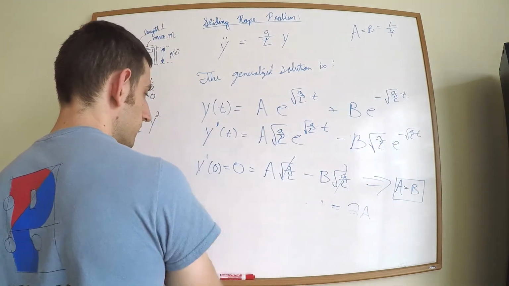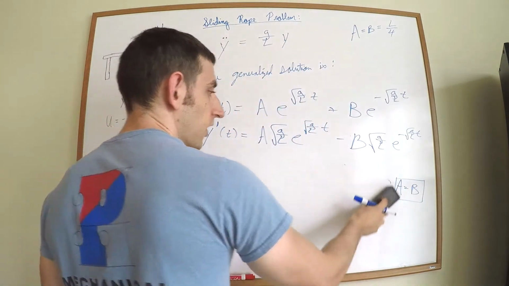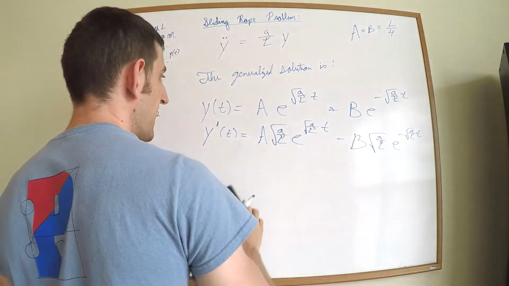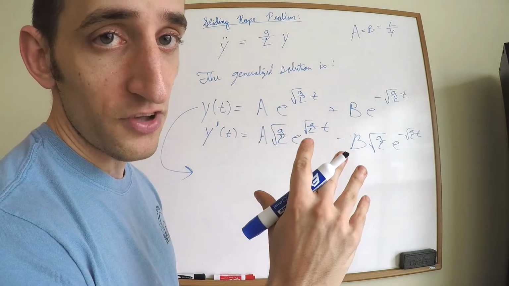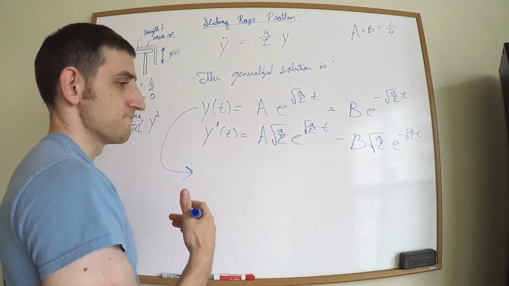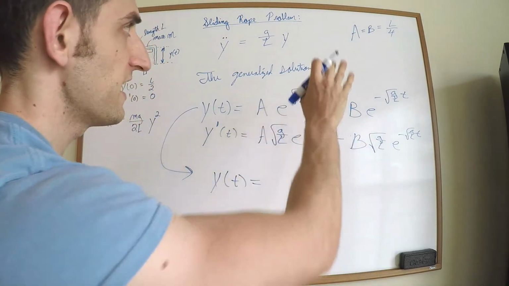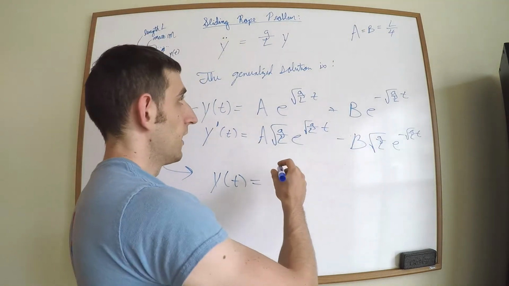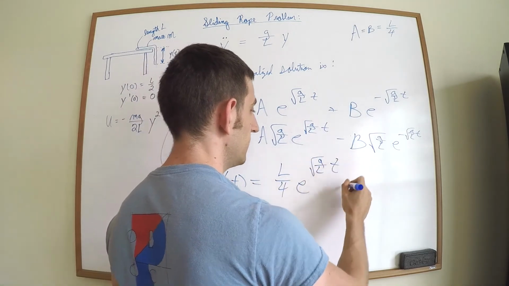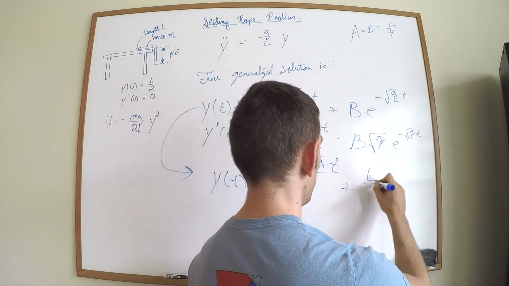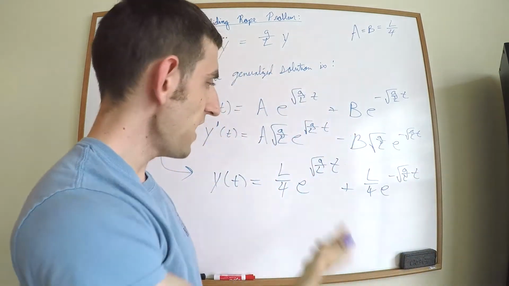All that work, erecting this solution, trying to restrict it to obey our schematic, all the information we have. And now what we can do is plug all the information in, get our final solution, and wrap this up. So let's do that. So y sub t just becomes, let's plug it in here: L over 4, e to the root g over L t, plus L over 4, e to the negative root g over L times t. Bam, that's our final solution.